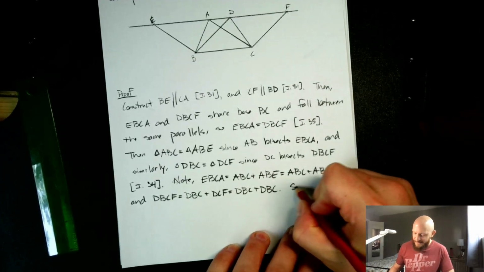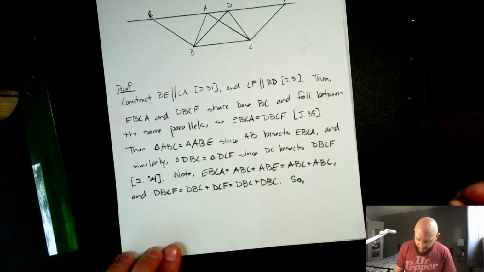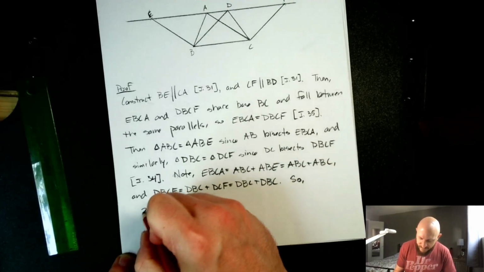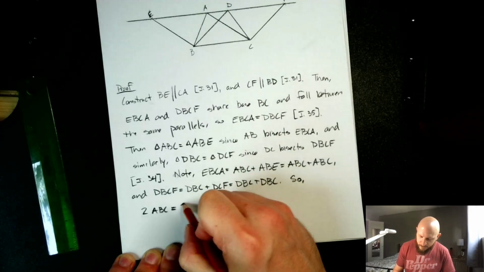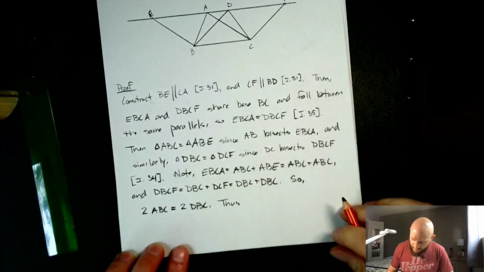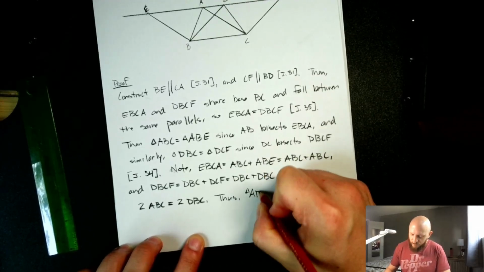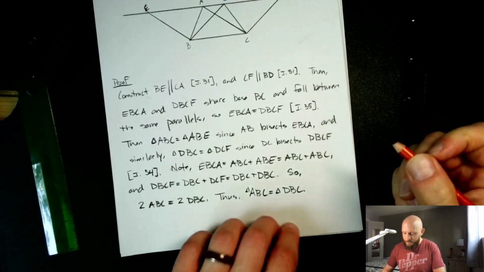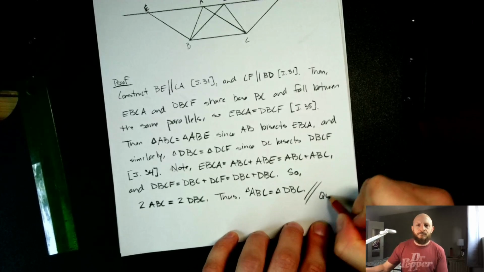So what I might say then, just to make it really obvious, in modern notation, the Greeks wouldn't have thought of it this way, is ABC plus ABC is 2 times ABC, and that's equal to 2 times DBC. So we get that triangle ABC equals triangle DBC, which is what we wanted to prove. So QED, therefore, etc.